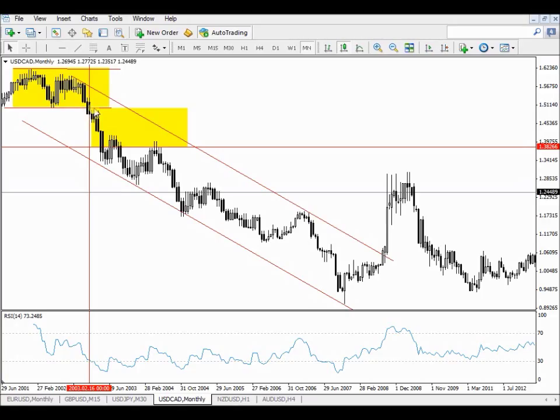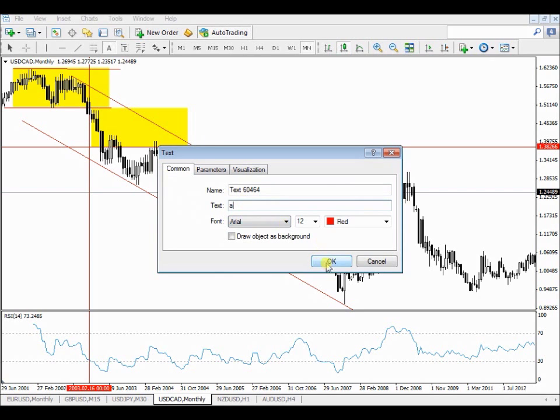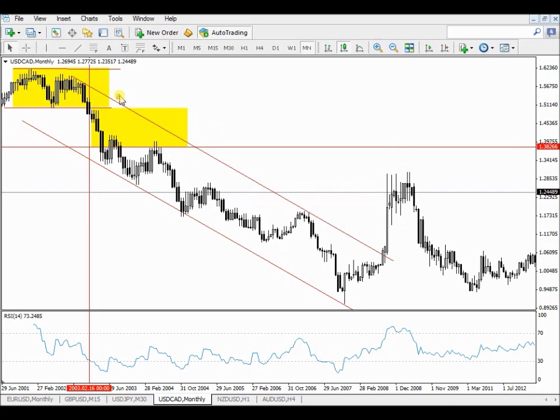The bears are in control, took out support. My limit will be the exact distance of that channel there. Do you guys understand that? I'm going to mark it as A. So the distance A is the same distance as A. Do you see that? Everybody understands that?